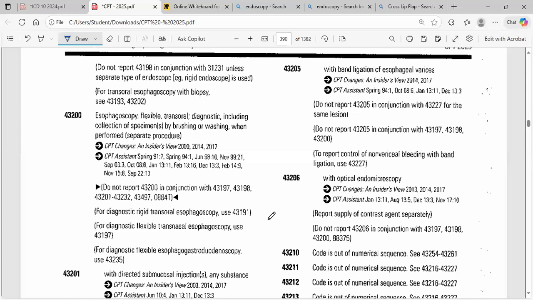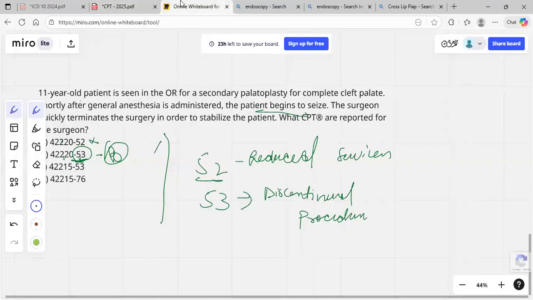I have to show you one more thing here. Okay, so we have to talk about the endoscopy now.